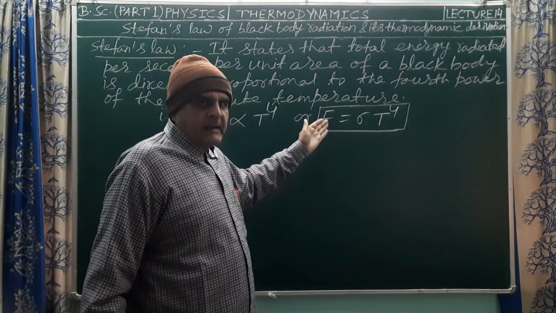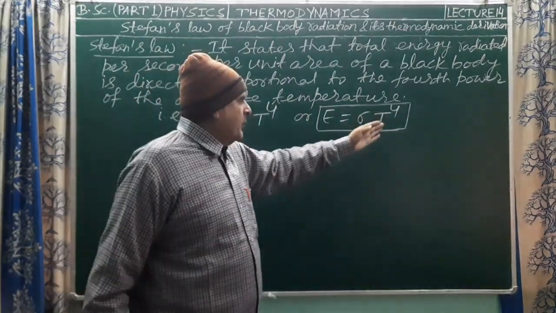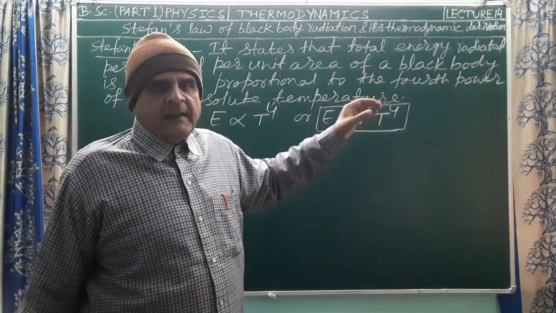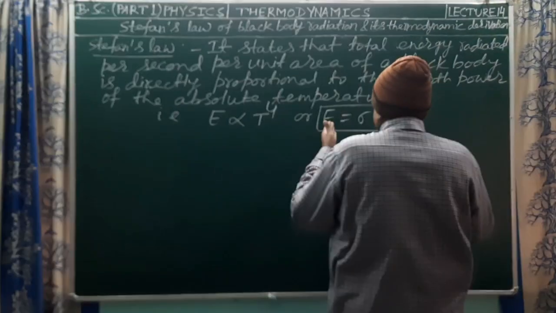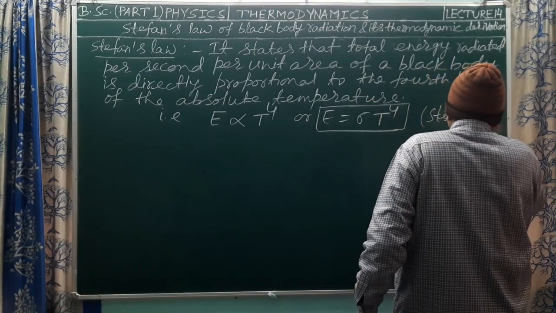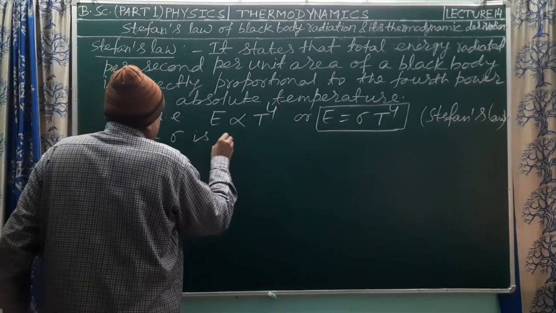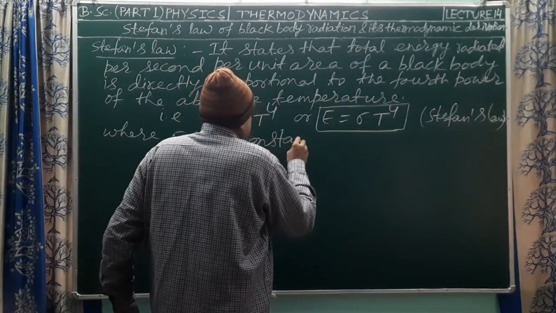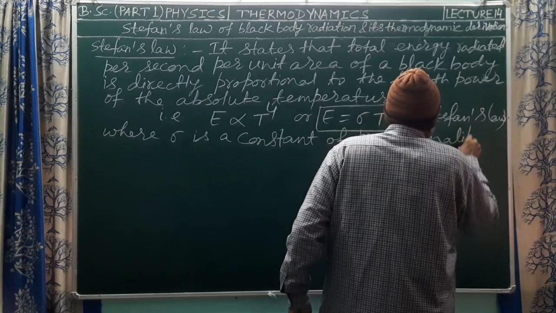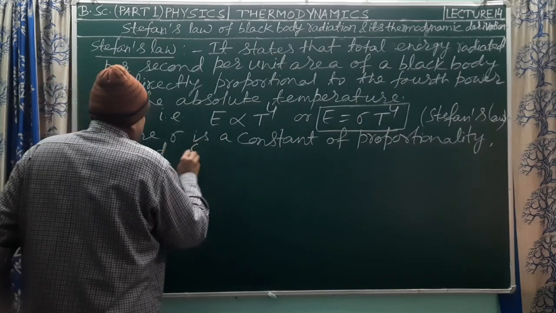We can write it as capital E equals some constant times T to the power 4, and that constant is taken as sigma, which is called Stefan's constant. Here sigma is a constant of proportionality, which is called Stefan's constant, and this form E is equal to sigma T to the power 4 is called Stefan's law.